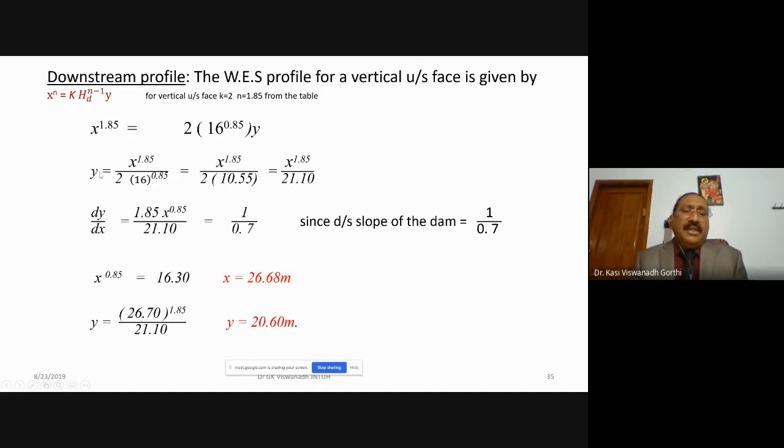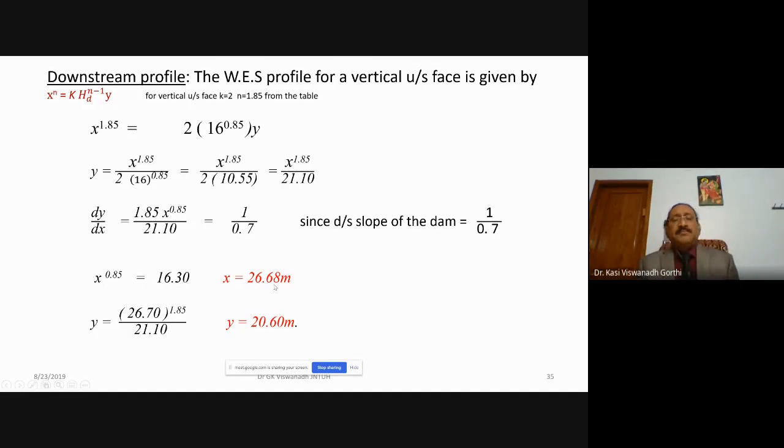And take dy by dx. Since y is known, take dy by dx. Dy by dx is equal to 1.85 x to the power 1.85 minus 1 divided by 21.1, which would be equal to the slope of the downstream face of the spillway, which is provided as 1 horizontal to 0.7 vertical. So x to the power 0.85 will be equal to 16.3, so x will be 26.68.